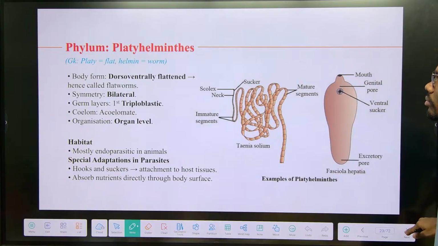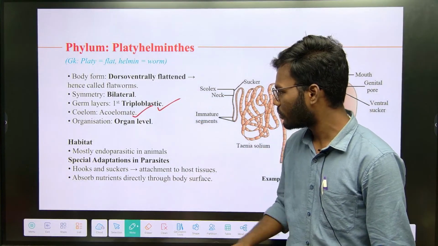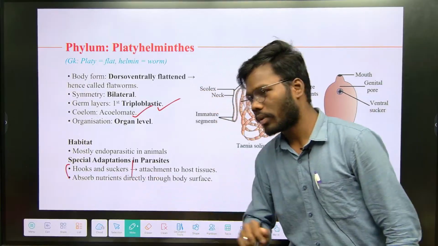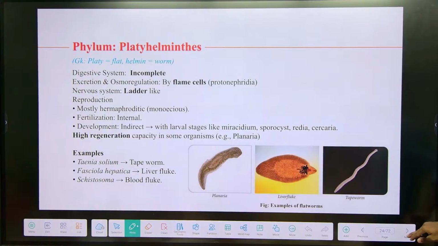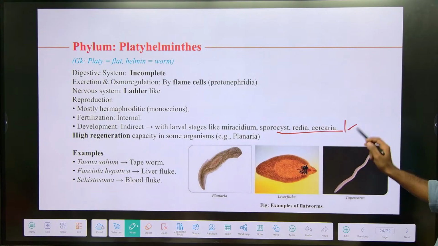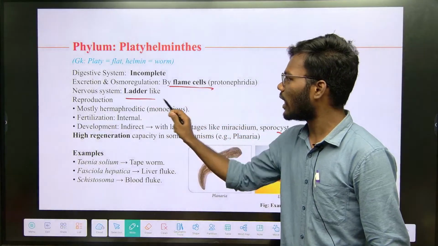And Platyhelminthes. This is the first triploblastic acoelomate. Hooks and suckers are present. Organ level is okay, right? Larval forms and examples also. An important thing is flame cells and the ladder-like nervous system.